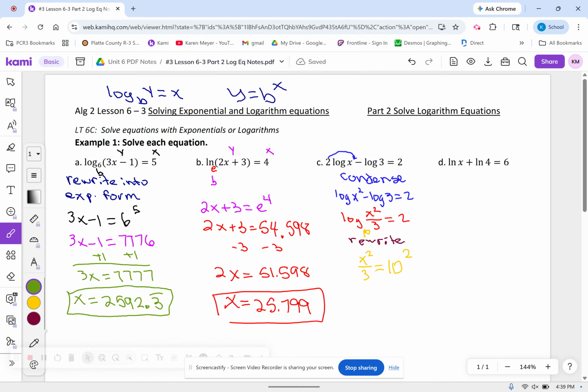Okay, so then 10 squared is 100. So x squared over 3 equals 100. And then to get rid of the dividing by 3, I would multiply both sides by 3. So x squared equals 300. And then to get from x squared down to just x, I would take the square root of both sides, and then I would get x equals 17.321.